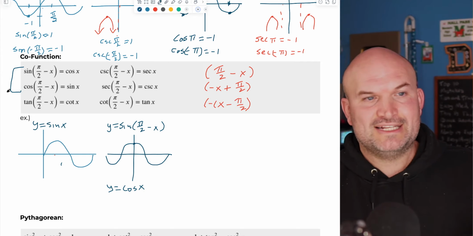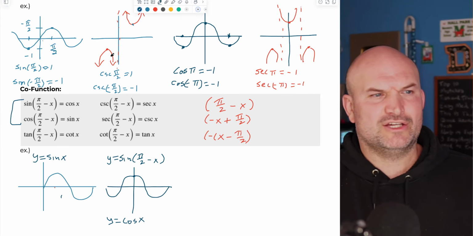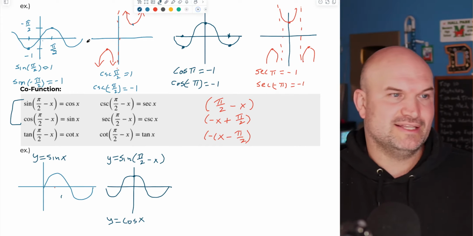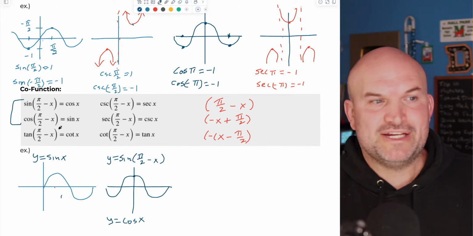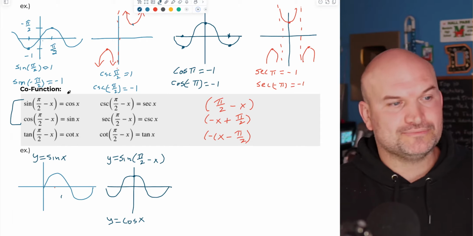I can't go from sine to cosecant, right? So you can see this has asymptotes, this does not. This is continuous, this is not. So I can't apply some transformations to go from a continuous function to a non-continuous function.